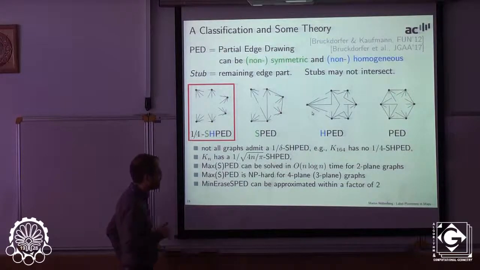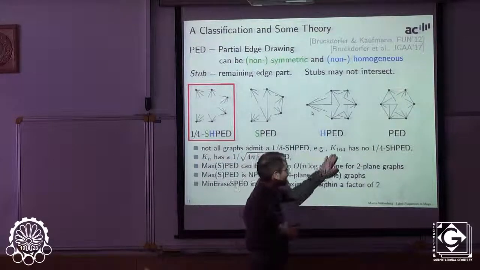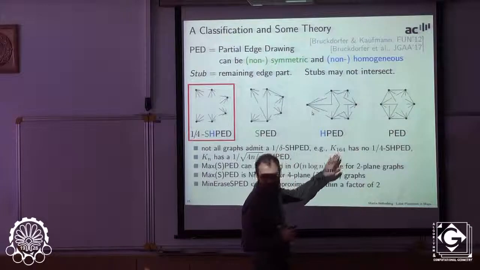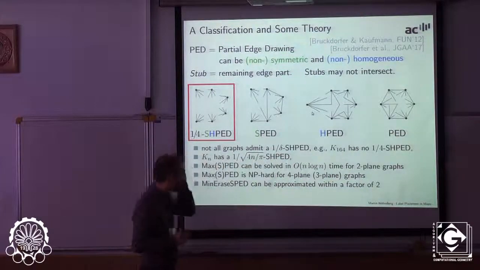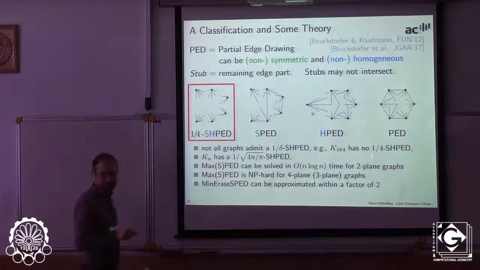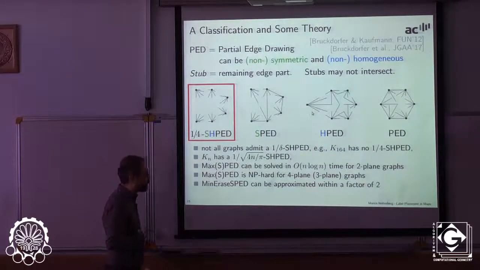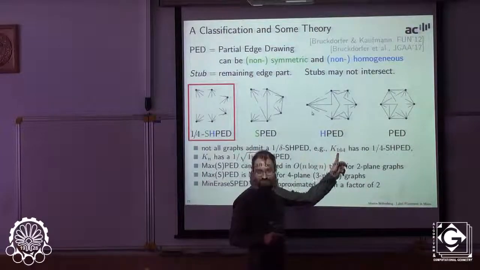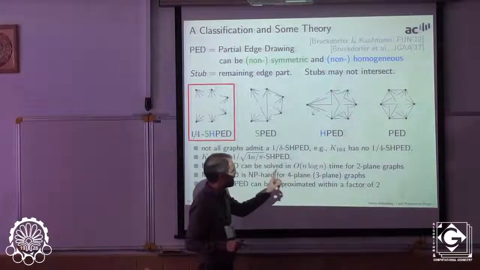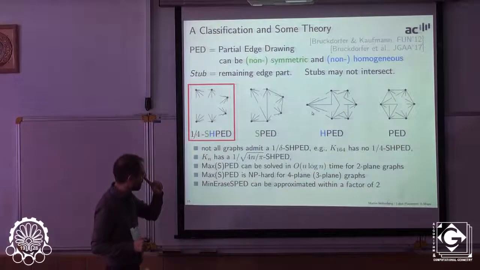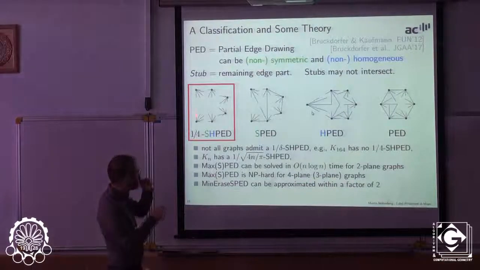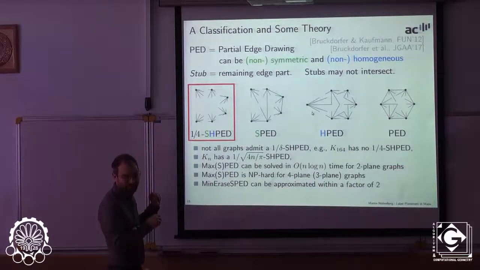that kind of drawing. There's a counterexample of the complete graph with 164 vertices that has definitely no 1/4 SHPED, so of that type. But of course this bound is not tight. I think we have an example of K17 or something like that that can still be drawn, and we expect that very closely later.